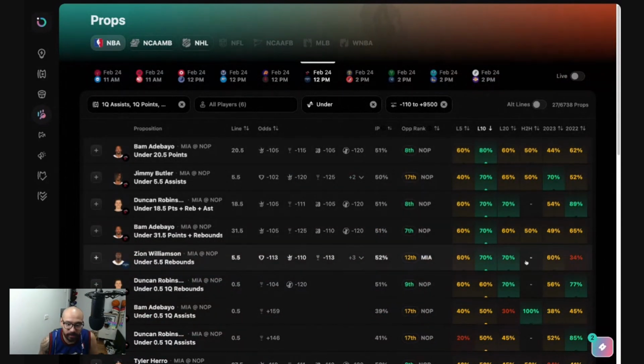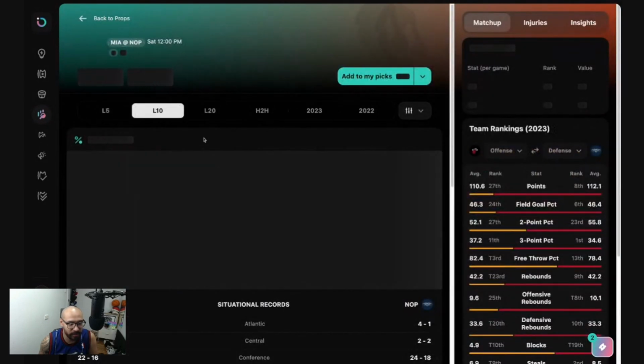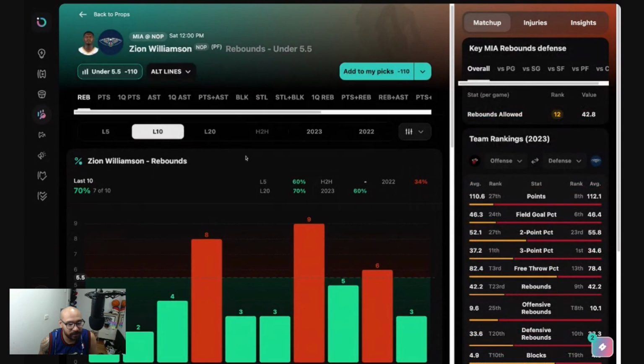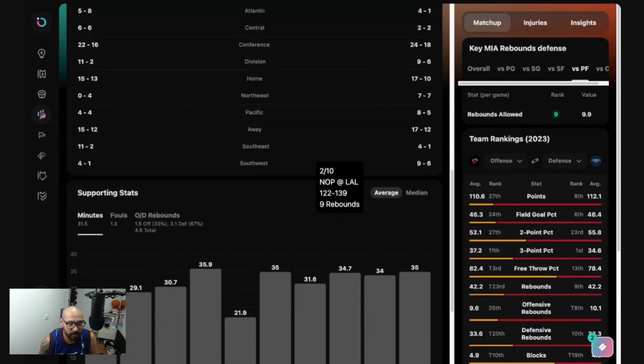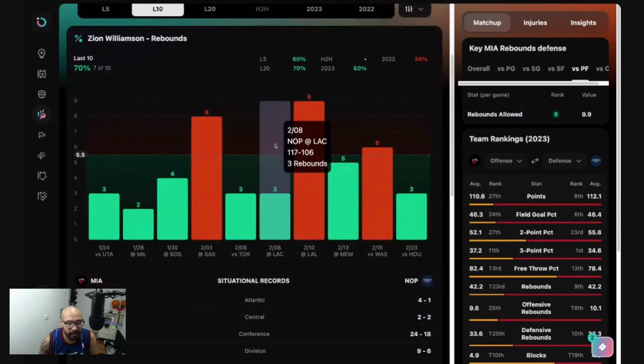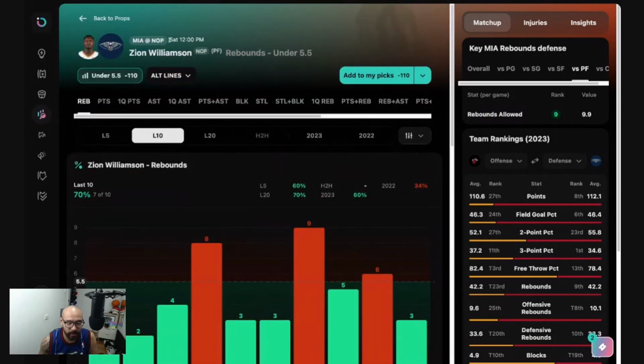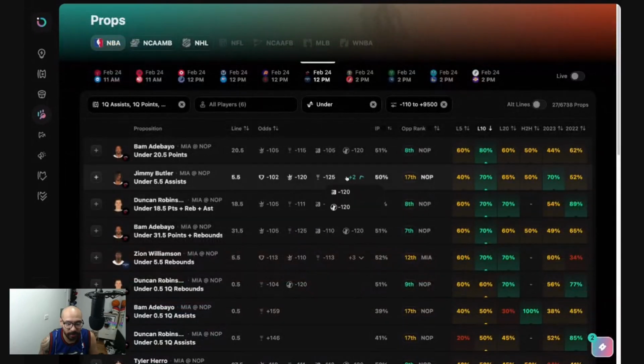Other than that, there's nothing really screaming out, right? Like you've got Zion's rebounds, perhaps. He's gone under in 7 out of his last 10. His line's at 5.5. In terms of the matchup, pretty good if we like the under. The Miami Heat allow the 9th fewest rebounds to power forwards. So that I don't mind. But yeah, look, it's got to be very compelling in order for me to take an under. And that's not compelling at all.